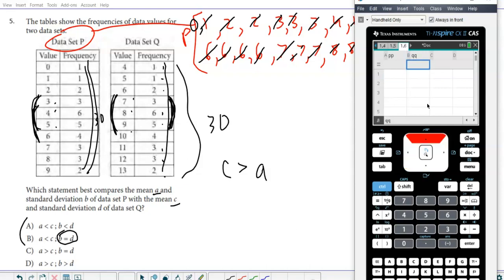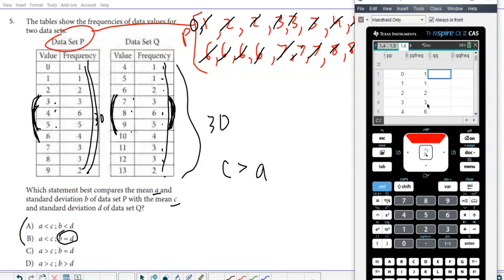Actually, I'm going to make this one PP frequency, so PP FRQ, and I'm going to make this one QQ, and this one QQ frequency. So that way we can do this. Okay, I'm just going to plot these numbers: 0, 1, 2, 3, 4, 5, 6, 7, 8, 9. Hope I did that right. And then the frequency is 1, 1, 2, 3, 6, 5, 2.